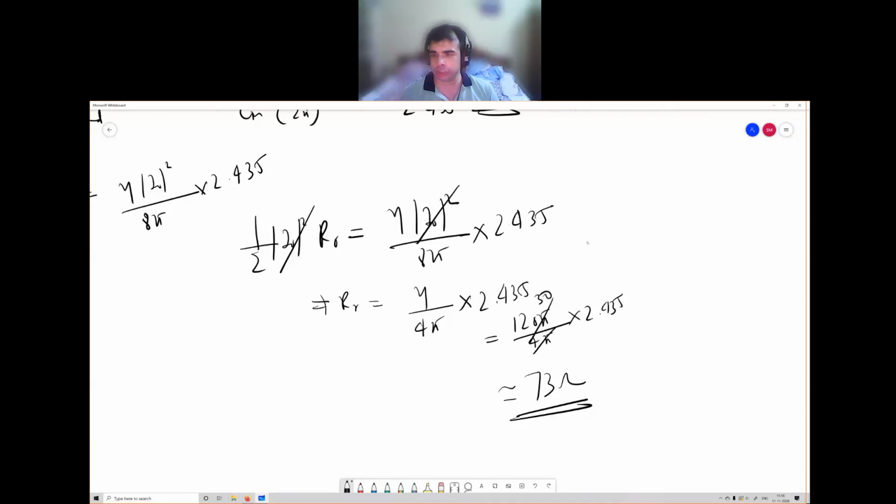And without going into the derivation, Z in is 73 plus j42.5 ohms. We do not derive this part. Any questions for this part? Any questions? Anything? Want me to repeat?